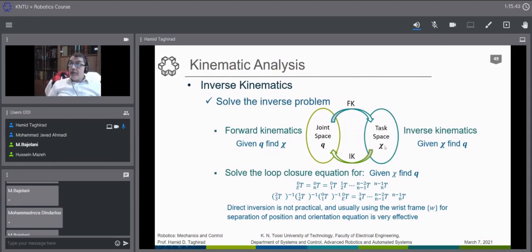Given task space variable x, find q. For now, let's say x desired and q desired. And in the final part of our control system, to do that we need a control action. We need some muscles working, giving some torques or forces to our hand. But for now, for the kinematic part of the motion, we need to know the task space, and we would like to go to this space.